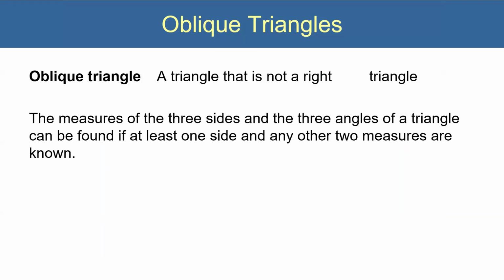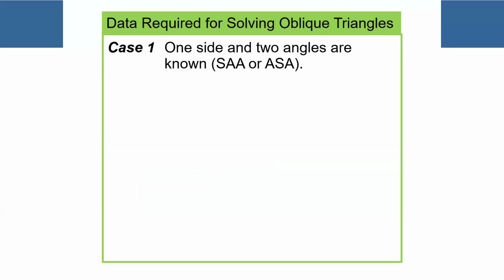The measures of the three sides and the three angles of a triangle can be found if at least one side and any other two measures are known. So as long as you know three pieces of information, you should be able to find the rest. Okay. Now these are our different cases. So case number one is your angle, side, angle and angle, angle, side. You know, one side and two angles.